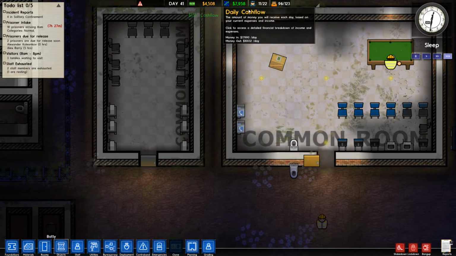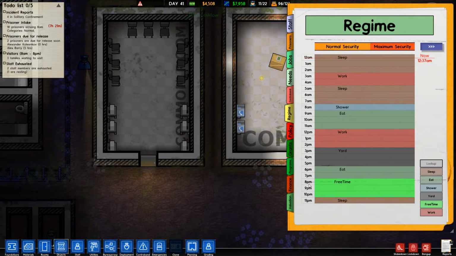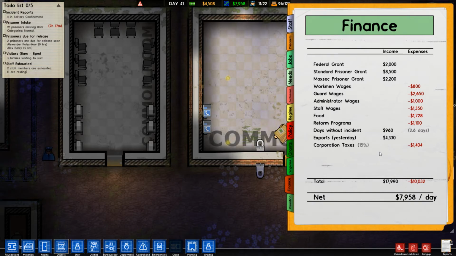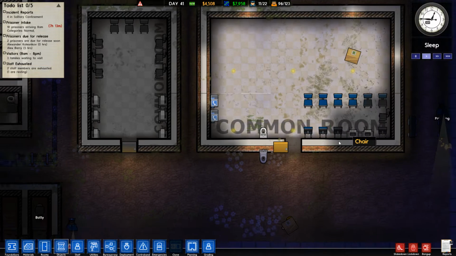Wow, suddenly I got a ton of cash flow. Where'd that come from? Because those new prisoners haven't even arrived yet. Exports yesterday were very, very high. That's probably it.